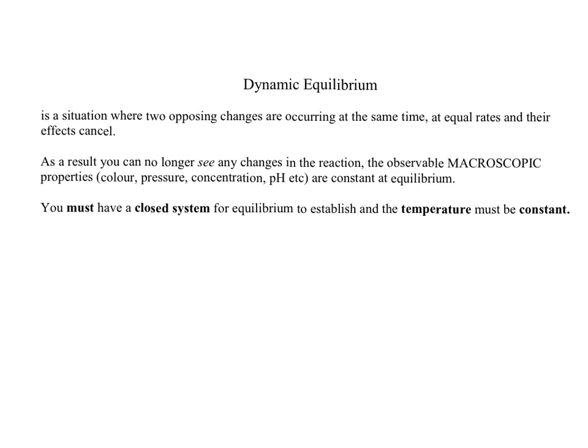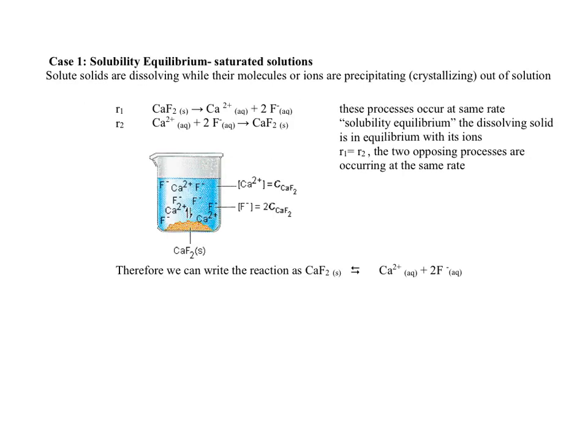The observable or macroscopic properties, and macroscopes are your eyeballs, like color, pressure, concentration, pH are all constant. It looks like nothing is changing. You must have a closed system for equilibrium to establish, and the temperature must be constant. We're going to look at three different types of equilibrium.